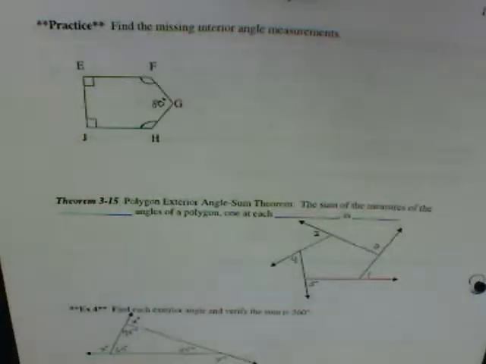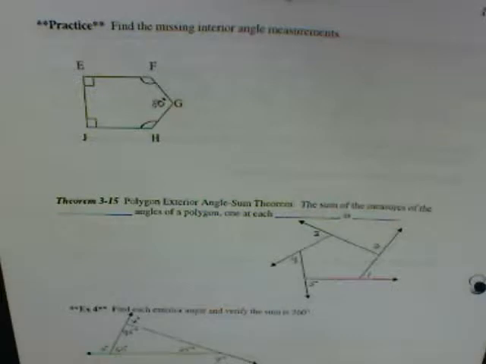Alright people, this is part 2 of section 3.5. We're at the top of page 12 of your chapter 3 notes, and we have a practice problem here. This is going to be very similar to the previous example at the very end of the last video at the bottom of page 12. It wants you to find the missing interior angle measurements.